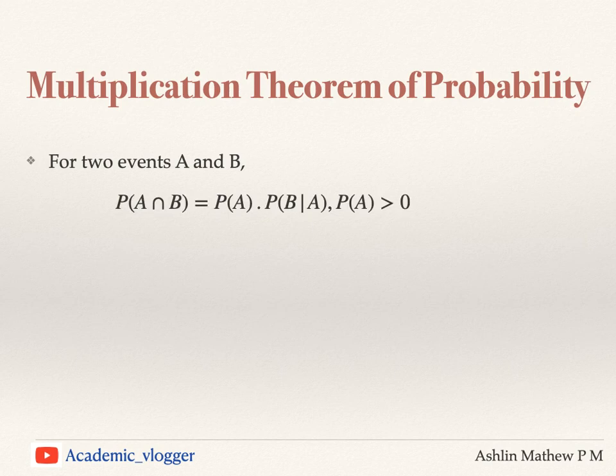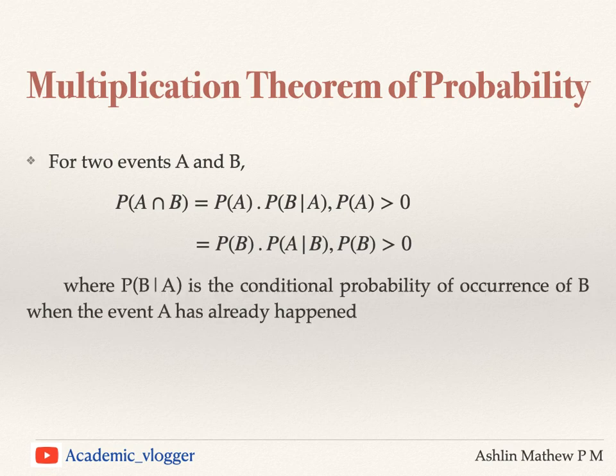So coming to the multiplication theorem of probability, for two events A and B, probability of A intersection B is equal to probability of A into probability of B given A, where probability of A is greater than 0, and also probability of A intersection B is equal to probability of B into probability of A given B, where probability of B is greater than 0. So this is the statement of the multiplication theorem of probability, where if there are two events A and B, the probability of A intersection B can be written in these two ways, either as a conditional probability of A given B or as a conditional probability of B given A.